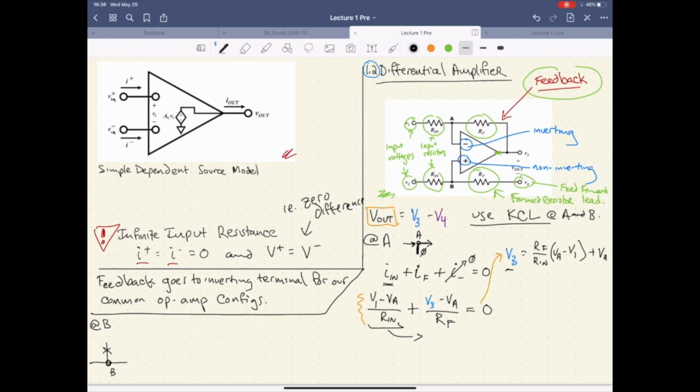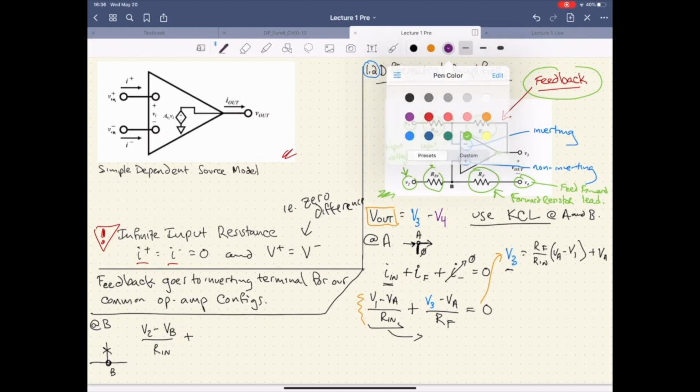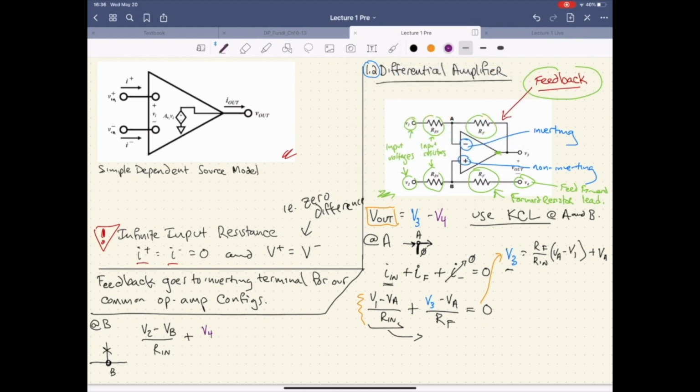When we look at it, we have V2 minus VB, whatever that may be, over Rn plus V4 minus VB over RF. And again, we have this invisible plus 0 from the non-inverting terminal. There's no current coming to or from that direction. The sum must be equal to 0.